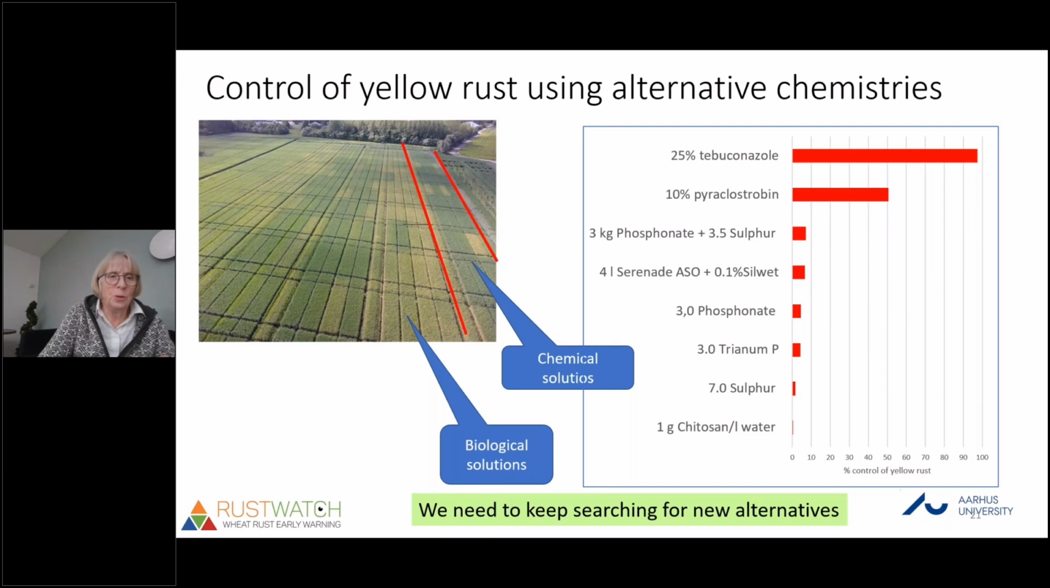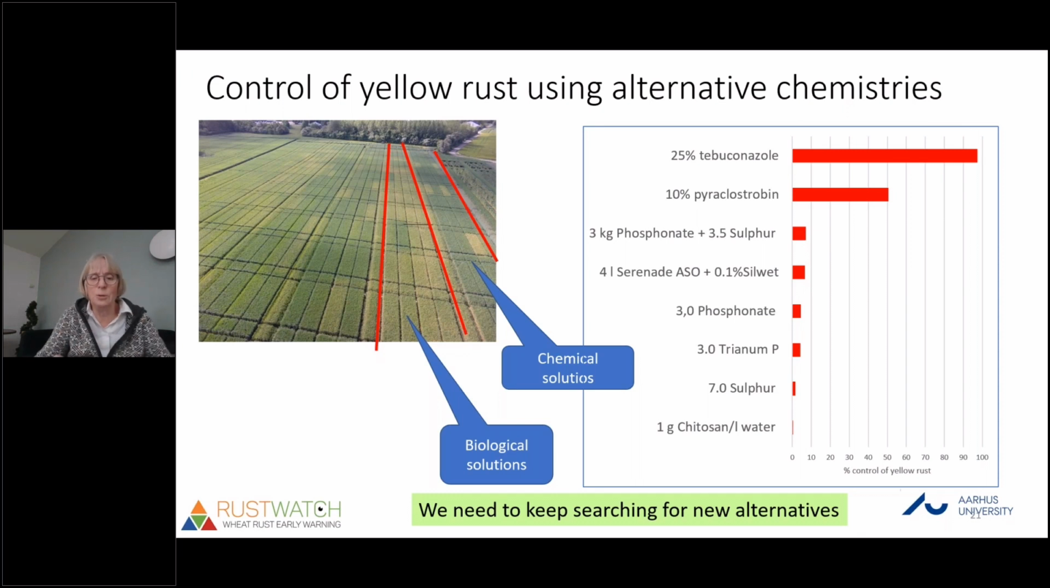We also, in the Rust Watch project, had some trials where we were looking at alternatives, and when it came to rust, it seems that we are even more struggling to find alternatives to the traditional chemistry. The picture to the left is from our field trials area, where the right is showing some nice green fields where we have been giving chemical control of yellow rust, and the yellow patches there are untreated, whereas the next block is where we test some biological substances, and it's much more yellow, as you can see, and there are some green spots there, and that's the chemical reference which shows up.